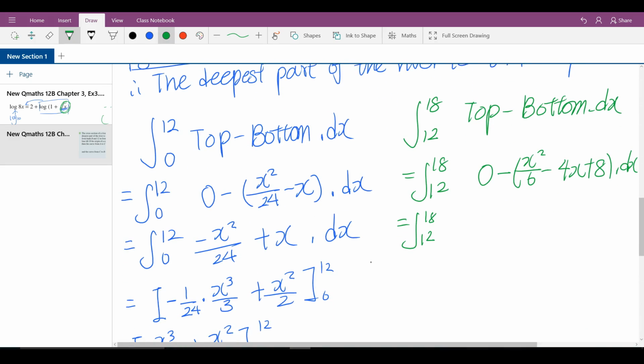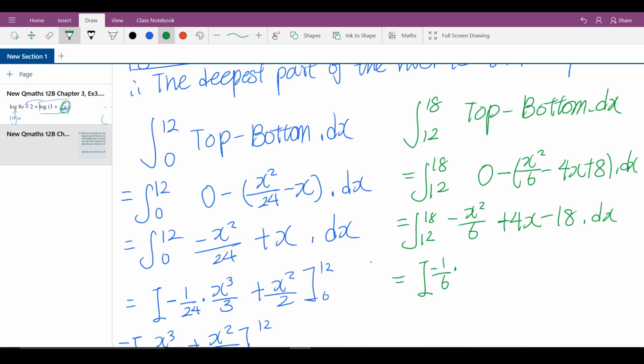Let's expand the brackets. So it's negative x squared over 6 plus 4x minus 18. Integrate with respect to x. Alright, let's integrate. Take out negative 1 over 6, and then the x squared integral is x cubed over 3, plus 4x squared over 2, minus 18x, from 12 to 18.